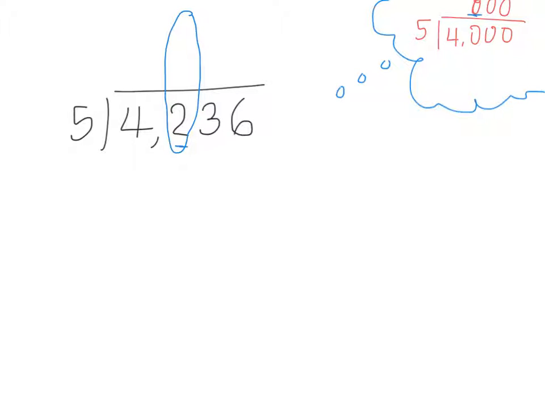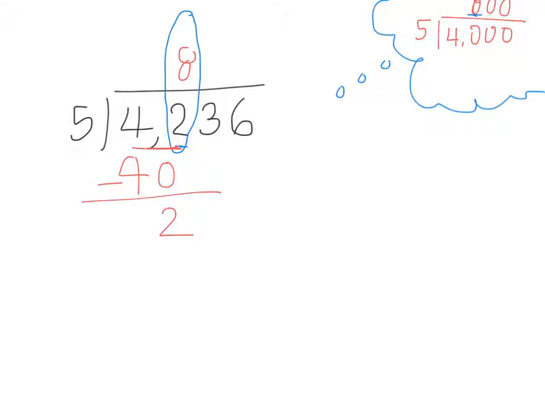Once I know that, I'm ready to begin dividing. I can see that I have 42 hundreds, and again, I'm starting in the hundreds because my estimate helped me determine that I need to start by placing my first digit in the hundreds place. All right, I know that 5 can go into 42 hundreds 8 times. 8 times 5 is 40. If I do some subtraction, I can see that I have 2 hundreds left.